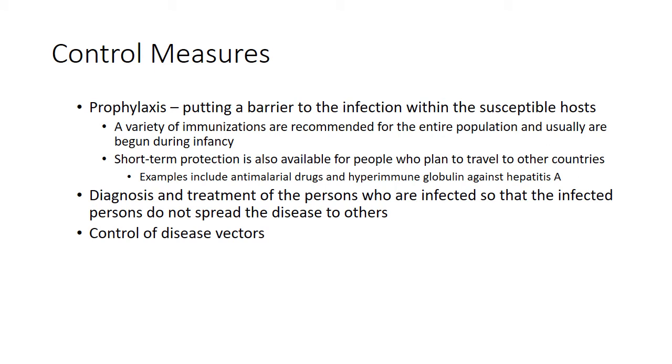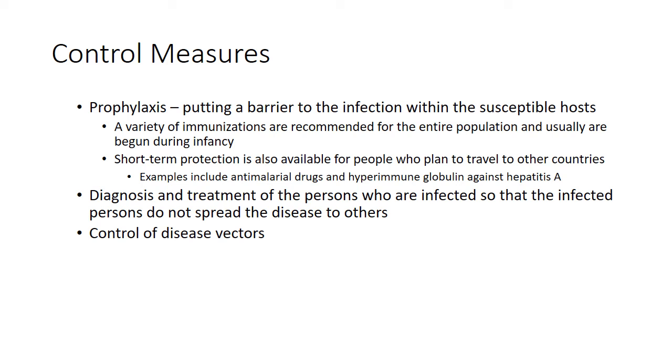You can do prophylaxis, so this may be putting a barrier to the infection within susceptible hosts. This can include a variety of immunizations that get recommended for the population. A lot of these are begun during infancy. We can also see short-term protection in some cases for people who plan to travel to other countries. For instance, anti-malarial drugs or immune globulin for hepatitis A, things like that.